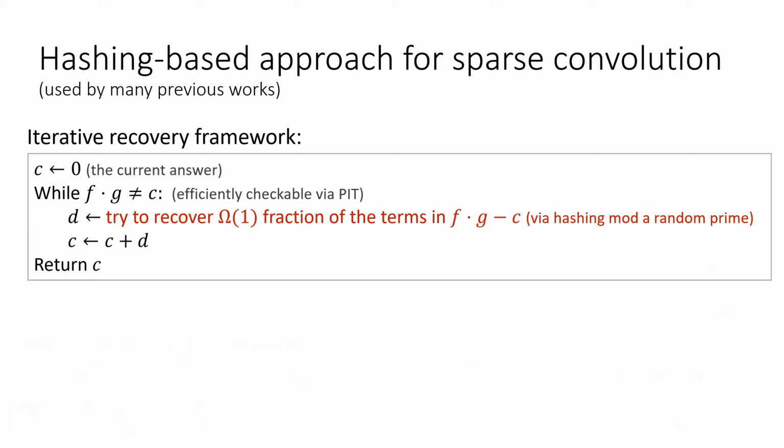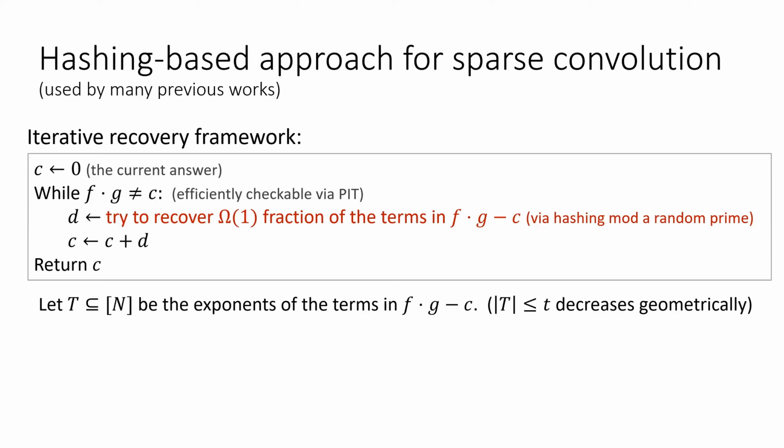Here we have this minus c, but the mod prime hash can similarly take care of this minus c term. And let capital T denote the exponents of the terms in this difference polynomial. If each iteration recovers a constant fraction, then we know the size of T should decrease geometrically, and the whole framework should terminate in order log T rounds. And now the main task is to implement this red line in the pseudocode.